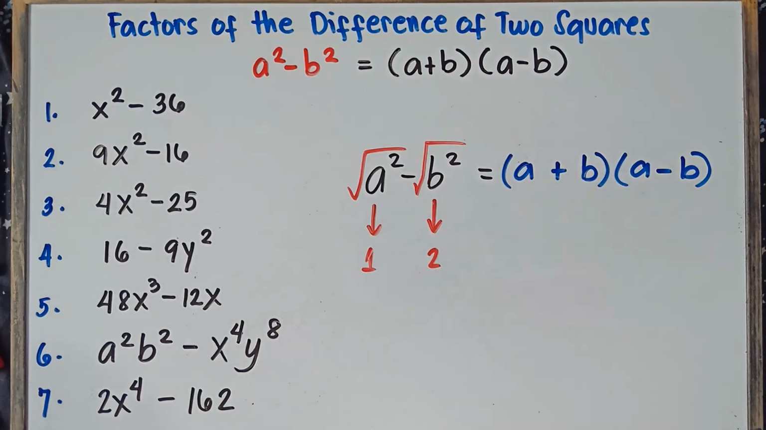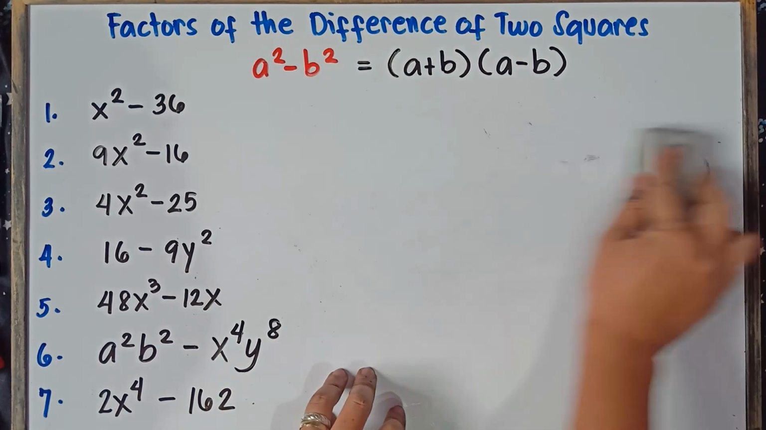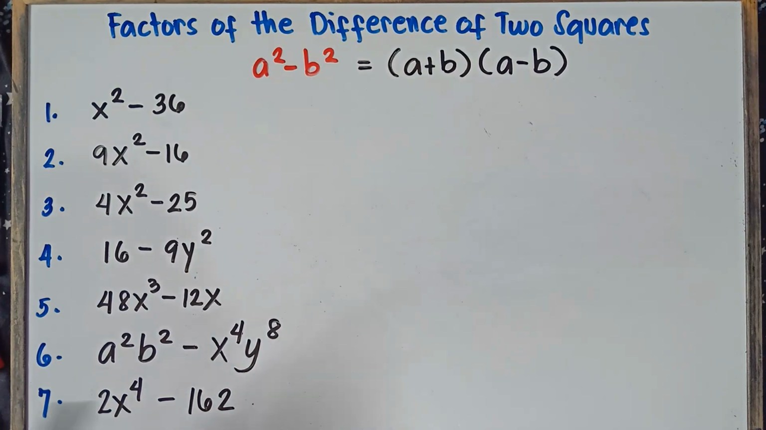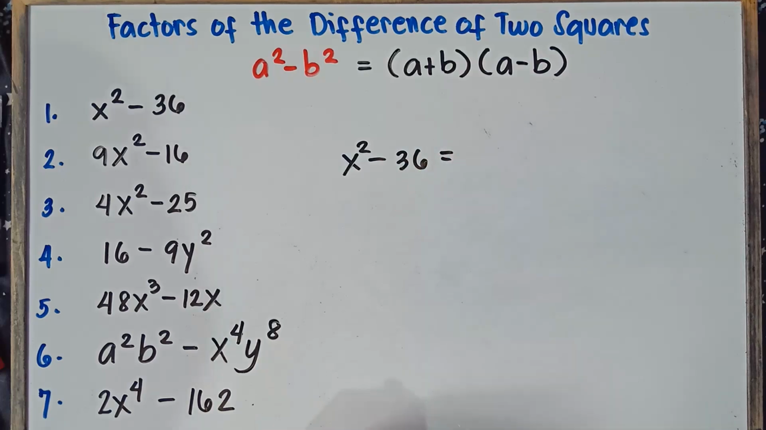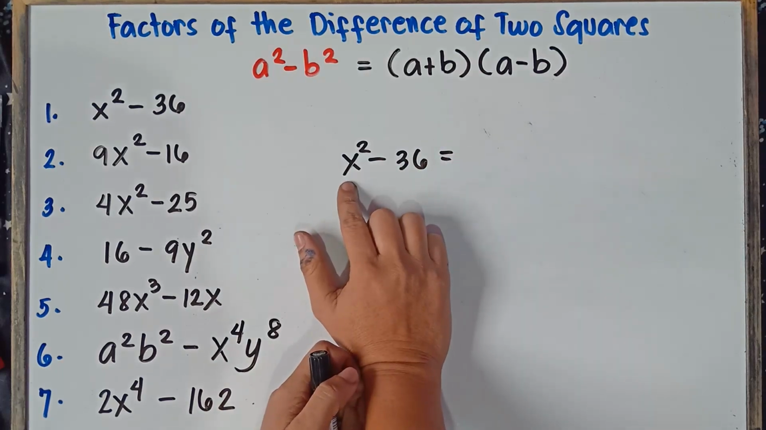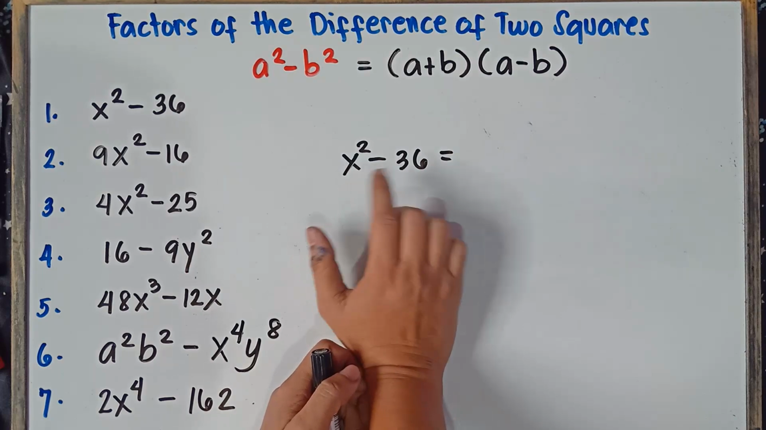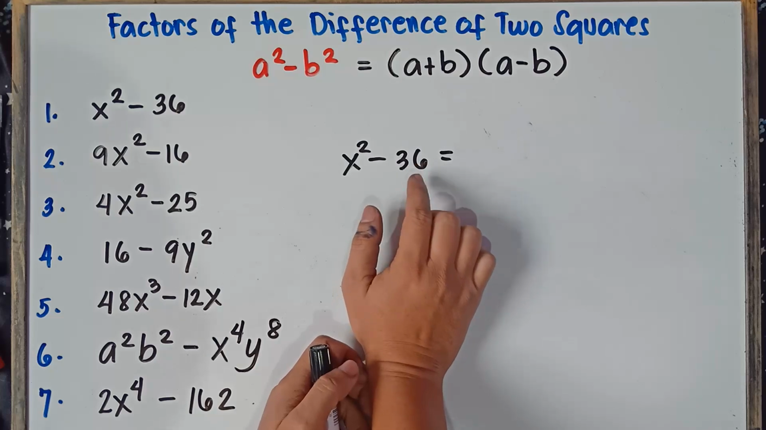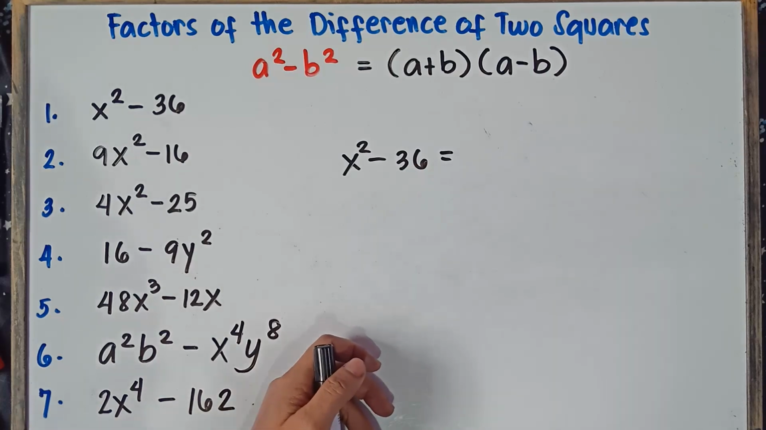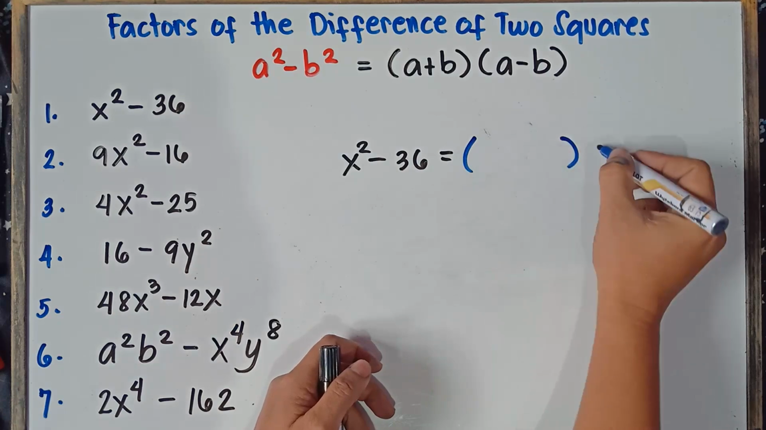So let's have example number 1, class, for you to really understand this one. Our given, we have x squared minus 36. Now first question, is x squared a perfect square? Yup, x squared is a perfect square. How about 36? Is 36 a perfect square? Yup, 36 is a perfect square. So therefore, we need to put two parentheses.